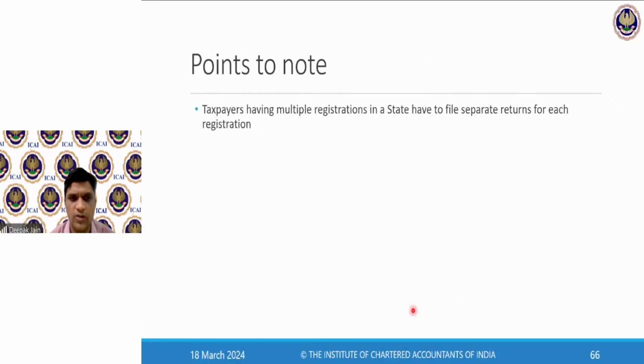Okay. What are the other points to note? When the taxpayer has multiple registrations in the state, then they cannot file one return for all the registrations. They have to file separate returns for each registration. But if they have one registration for multiple branches, then they will file one return. So based on the number of registrations, the returns have to be filed.